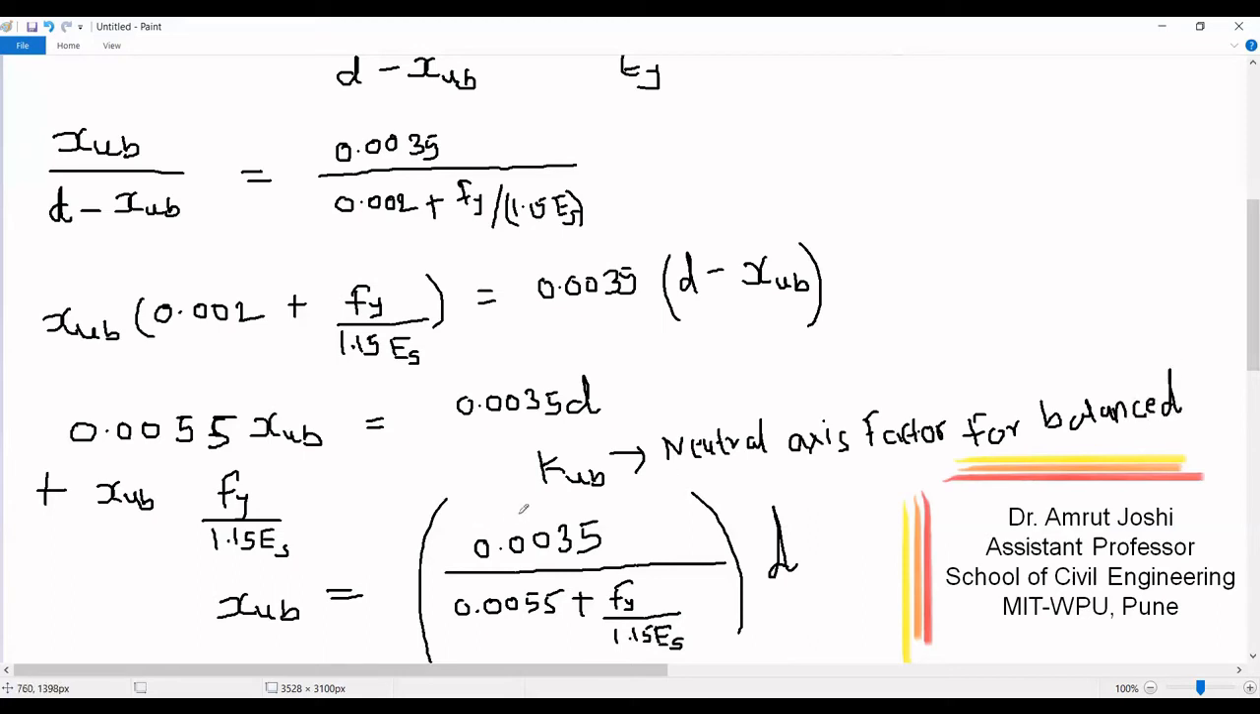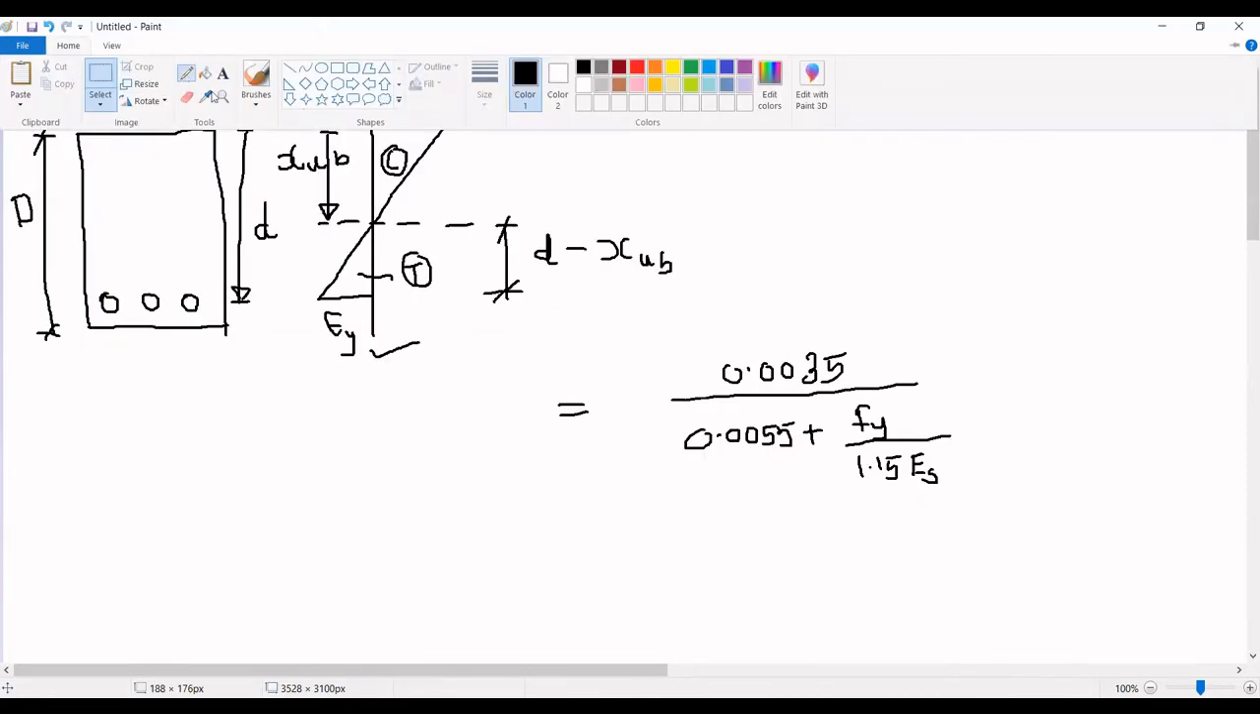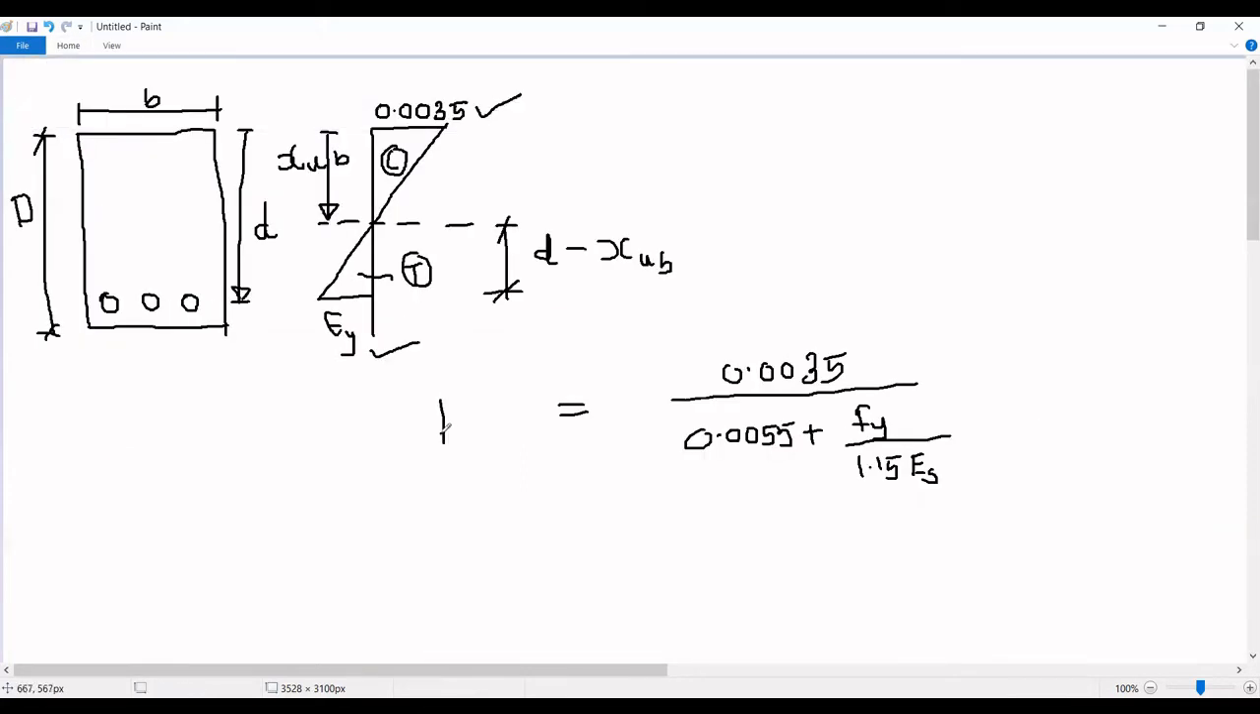So we have to understand that U stands for ultimate or at failure, and B stands for balanced section. This is an interesting result, so let us put this result as a summary point. What we get is neutral axis factor KUB equal to 0.0035 upon 0.0055 plus Fy upon 1.15 ES.